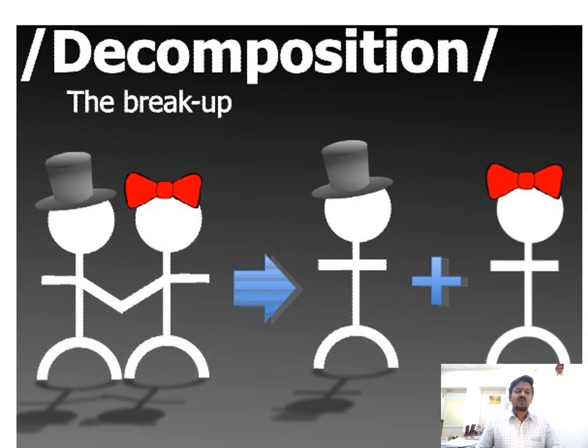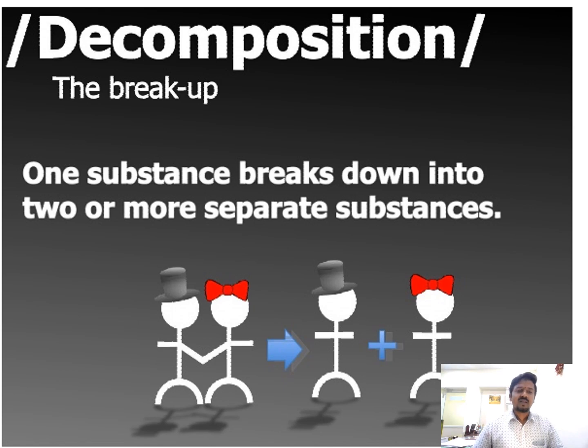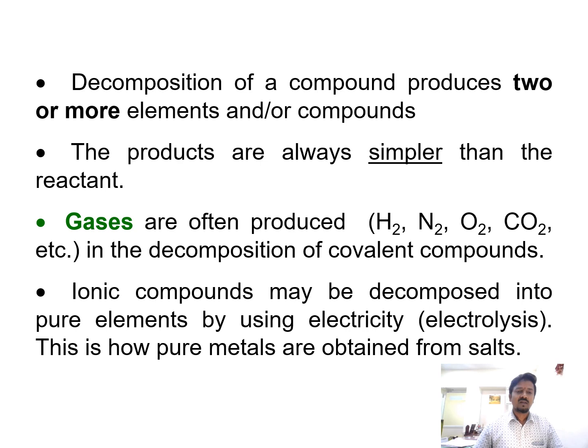Then the next type of chemical reaction is decomposition reactions. What are decomposition reactions? A decomposition reaction is a chemical reaction where one substance breaks down into two or more separate substances. The product in a decomposition reaction is always simpler than the reactant. Ionic compounds may be decomposed into pure elements by using electricity, electrolysis reactions. Gases are also produced in the decomposition reaction of some covalent compounds only.